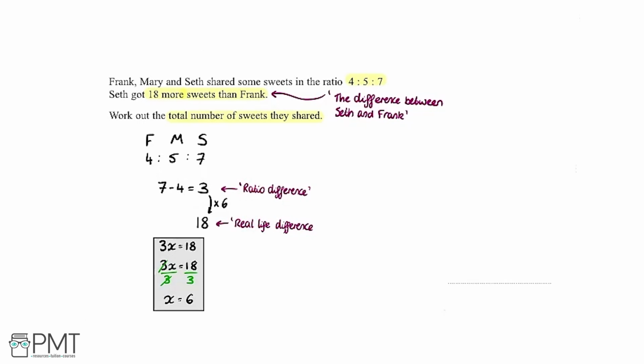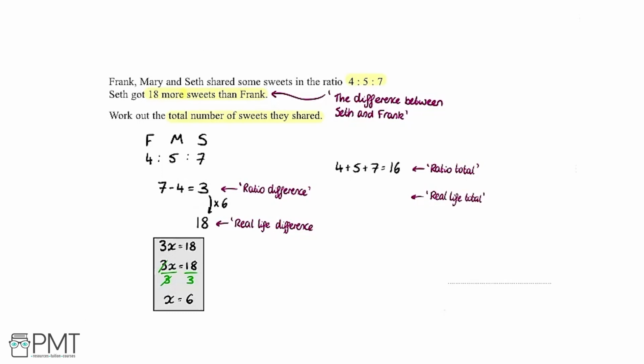So in the ratio, Frank's got 4, Mary's got 5, and Seth has 7. So in total, we're going to have 4 plus 5 plus 7, which equals 16. I'm going to call this, similar to last time, the ratio total. However, the question asks us to work out the total number of sweets they shared. So in real life, what's the actual amount of sweets that they shared all together? So we want to work out the real life total.